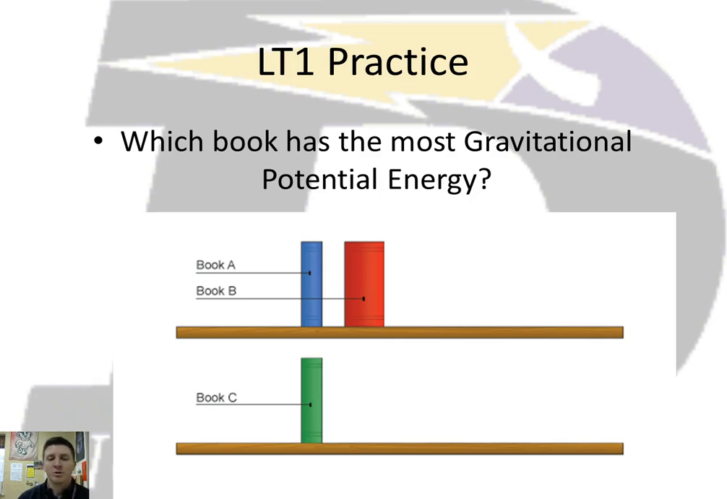In this picture, which book has the most gravitational potential energy? A, B, or C? In this case, it would be B for 2 reasons. Number 1, it is at the highest position, so it has a different height, meaning higher height, more gravitational potential energy. And also, you can assume in this picture, since it's a larger book, it probably has more mass than the other books. Therefore, it's going to have a greater gravitational potential energy as well.